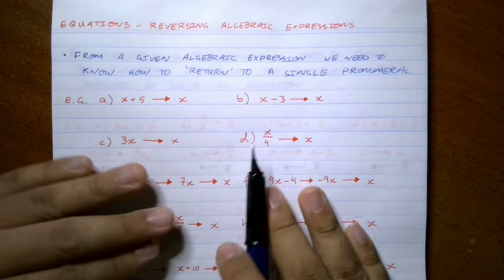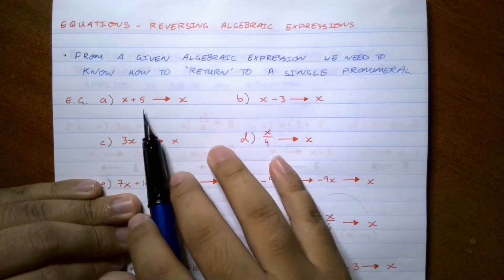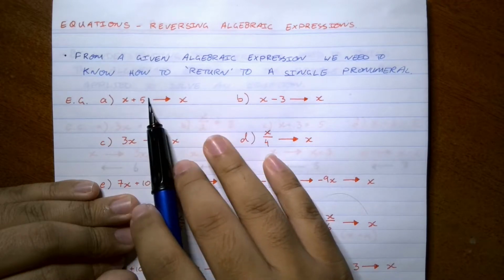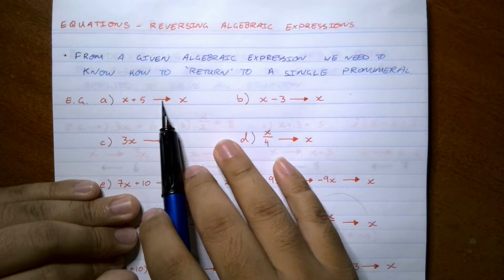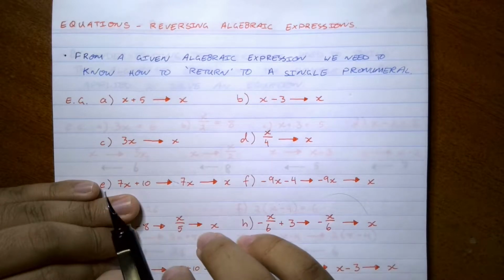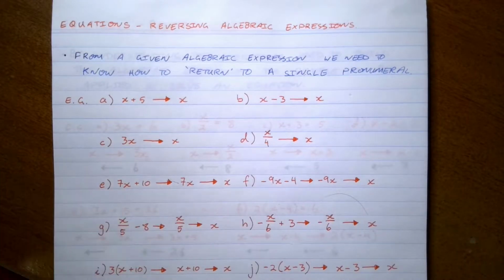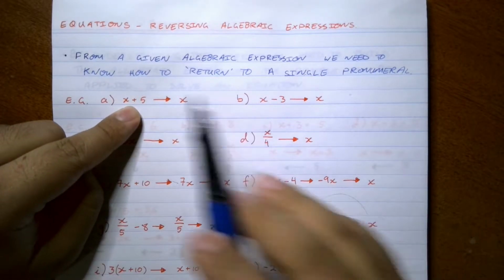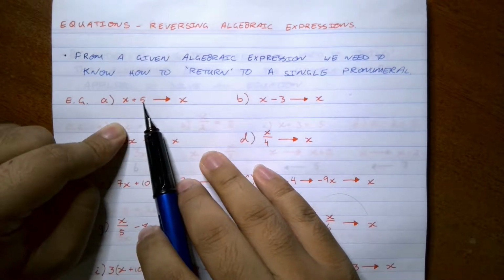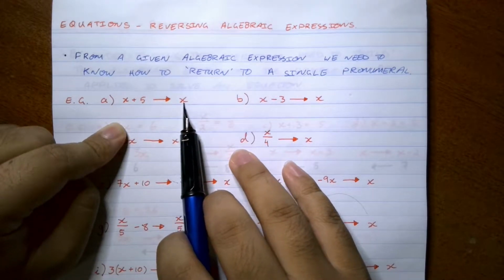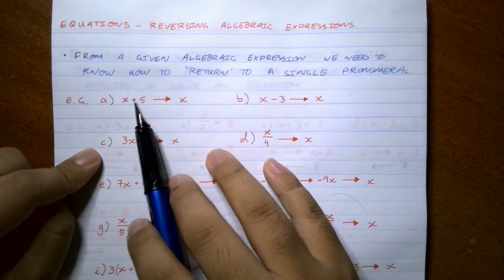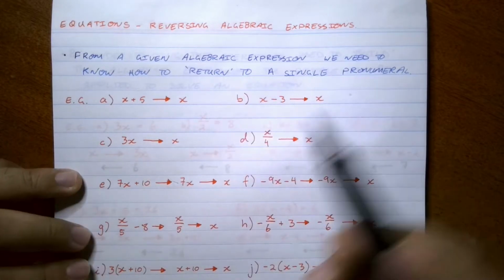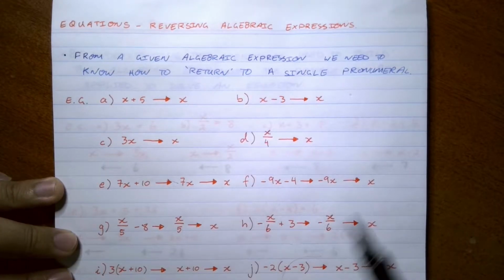Okay, so in this example you can see we have an algebraic expression, x plus 5, and we want to know how to get back to just x by itself. Well, if you just think about it, how did we get here in the first place? X plus 5, in order to return to x by itself, that plus 5 has to be removed. The only way we can actually remove plus 5 is the reverse of it.